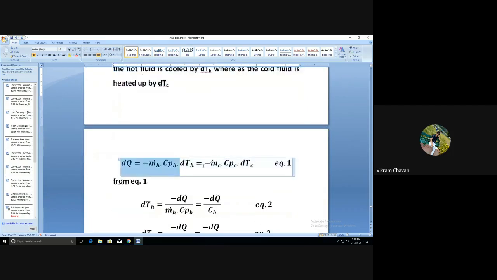Therefore, we can write the energy balance equation as dq is equal to minus m dot h multiplied by cph multiplied by dT suffix h. That will be equal to minus m dot c multiplied by cpc multiplied by dT suffix c, and the equation number is 1.